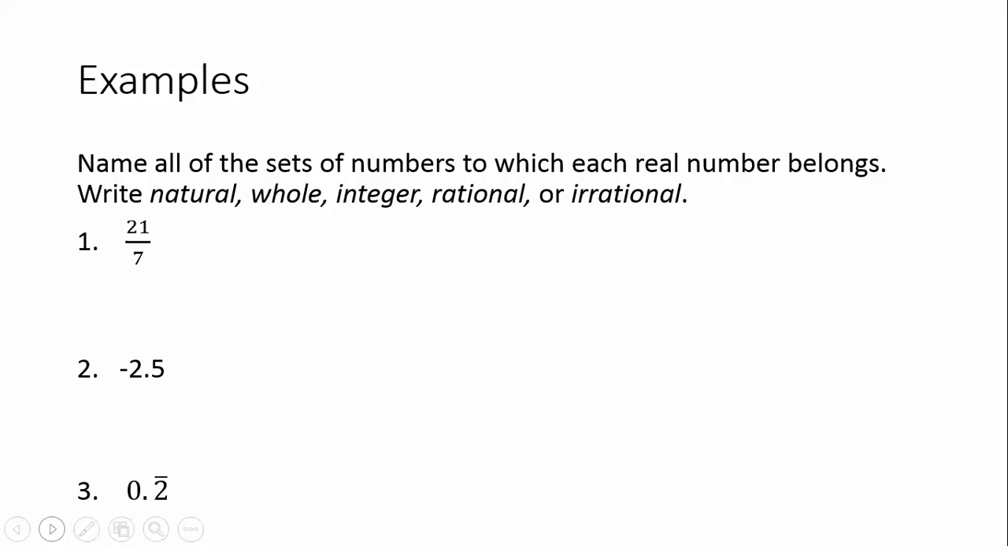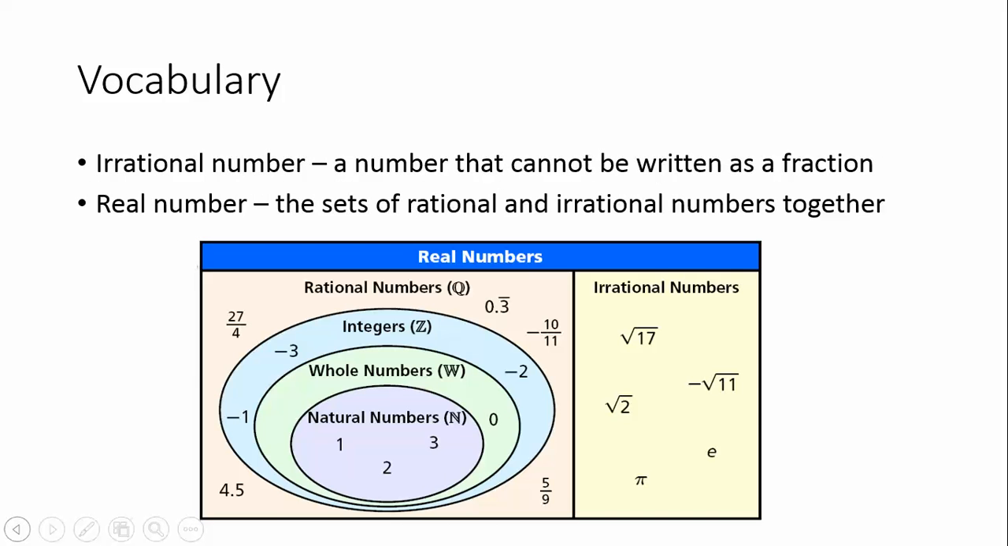I want you to name all of the sets of numbers to which each real number belongs. So you're writing natural, whole, integer, rational, or irrational. So number one is a fraction. We have 21 over 7. But remember that 21 divided by 7 is actually 3. And so now we need to put all of the sets of numbers that 3 is included in. And if we go back and look at the chart, 3 is actually a natural number. It's a counting number. And because this circle is inside the whole number circle, inside the integer circle, and inside the rational square, it's actually in every single one of those categories.